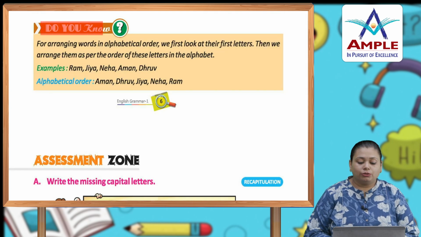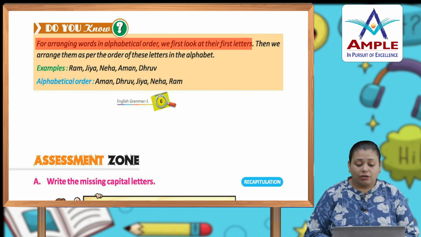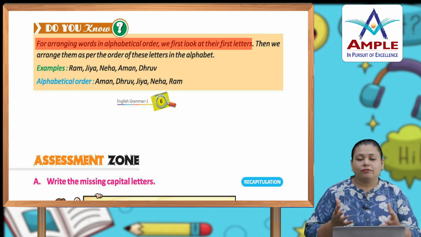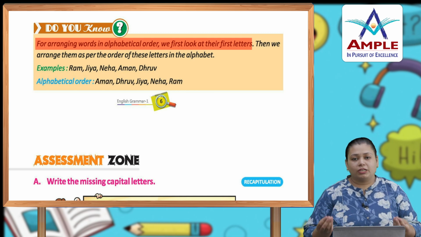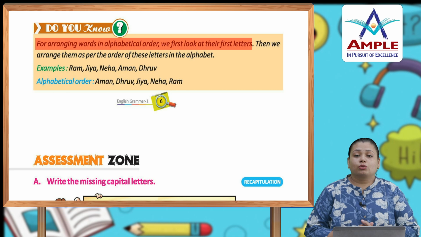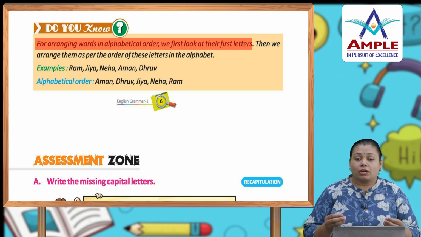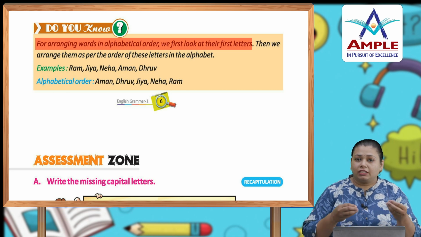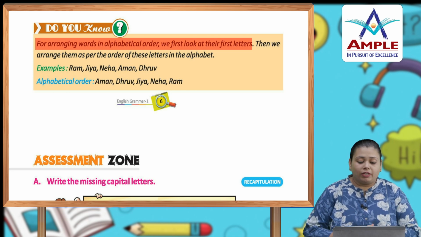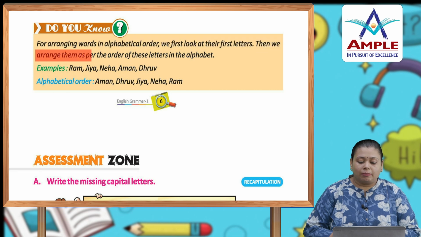Okay. Now, do you know? For arranging words in alphabetical order, we first look at their first letter. If you are in your class, there are so many students studying there, so the teacher arranges your names according to your first alphabet. So we arrange everything in alphabetical order, as per the order of these letters in the alphabet.